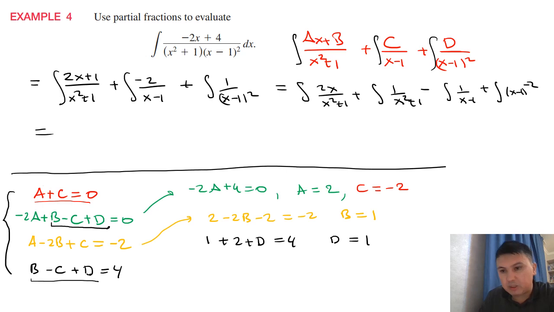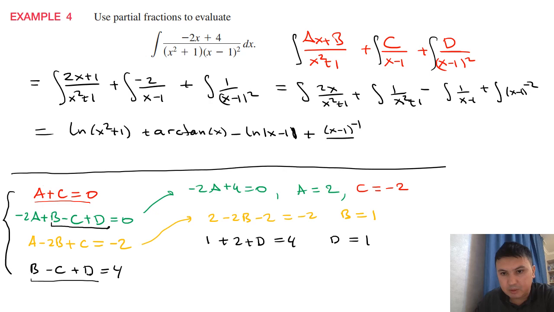The first one is by u substitution, where you let u equal x squared plus 1, then du is 2x dx, so everything works perfectly fine. We see that this is ln of x squared plus 1. Then the integral of 1 over x squared plus 1 is arc tangent of x. Then we get ln of the absolute value of x minus 1. Here I put absolute value, but in the first one I didn't put absolute value because x squared plus 1 is already positive. And then finally, the integral of x minus 1 to the minus 2 is x minus 1 to the minus 1 divided by minus 1, plus a constant. I'll stop here.